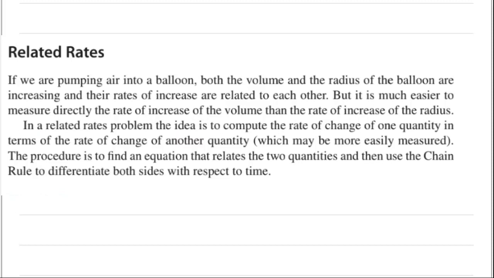The procedure is to find an equation that relates the two quantities and then use the chain rule to differentiate both sides with respect to time. Let's have an example that relates to this explanation.